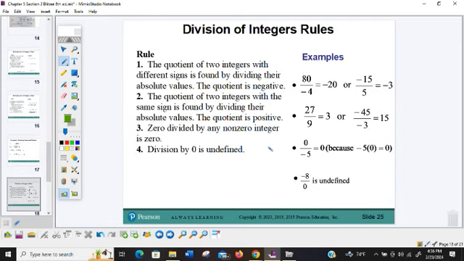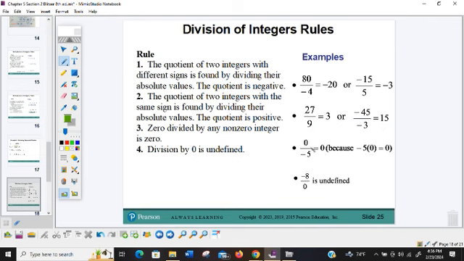These are the same rules for division. Positive 80 divided by negative 4 would be a negative 20. Negative 15 divided by positive 5 would be a negative 3. Positive 27 divided by positive 9 would give you a positive 3. Negative 45 divided by negative 3 would give you a positive 15. Remember, if the signs are both positive or both negative, you're going to get a positive answer.